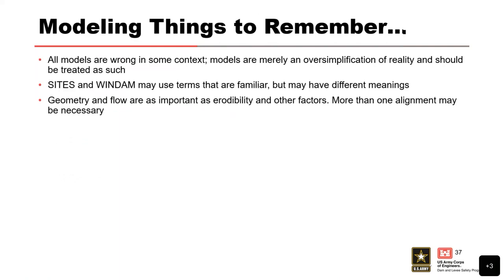Geometry and flow are as important as erodibility and other factors, so more than one alignment may be necessary. If you're modeling an unlined spillway, don't just focus on one alignment. Maybe run several different alignments. You might have some adverse geometry on the left side of the spillway that you don't have on the right side of the spillway.